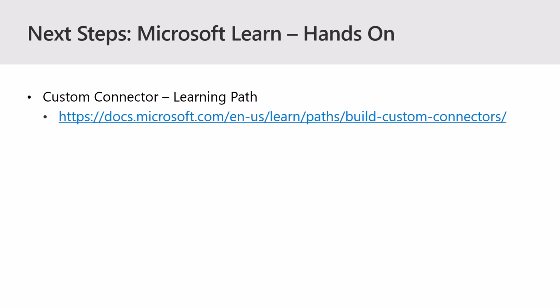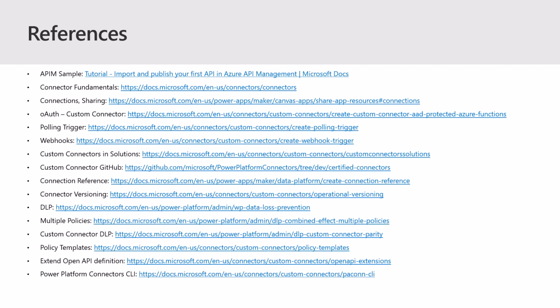So now you have a solid foundation on how Power Platform uses connectors to talk to external services. To build on this knowledge, I strongly recommend you leverage this learning path on Microsoft Learn. This training will cover a lot of the basics that we have covered in this session, but in addition to it, it will also walk you through how to create triggers, creating an open source connector on the Microsoft Power Platform GitHub repo. Here is a handy list of the links that I referred to while I was building this presentation.